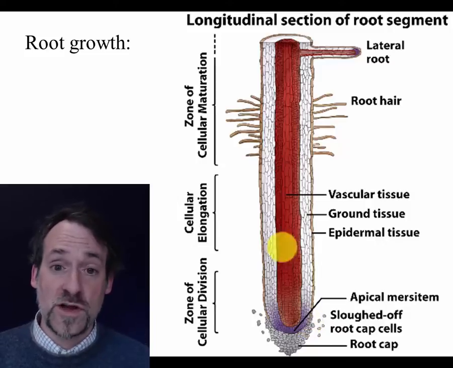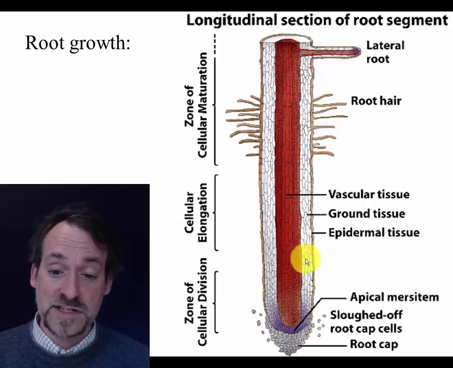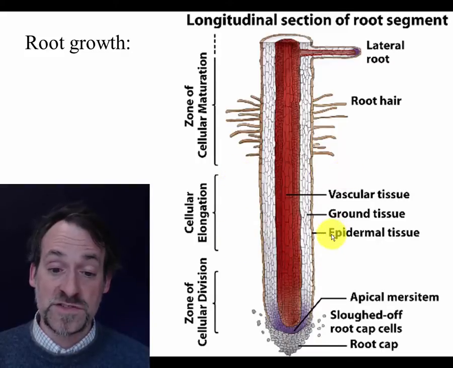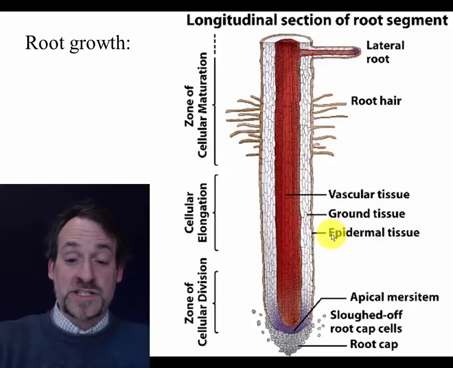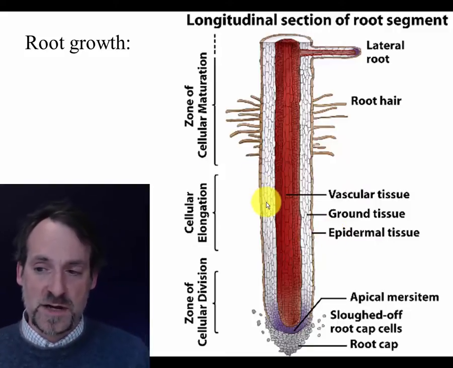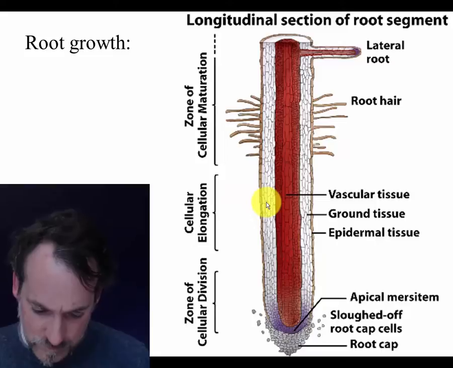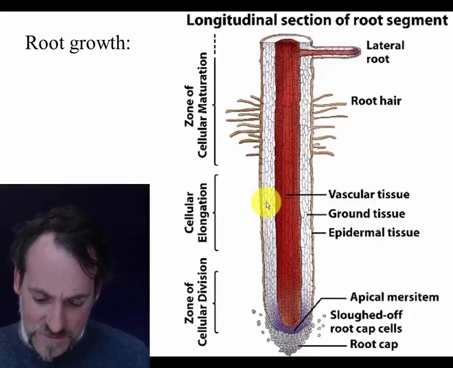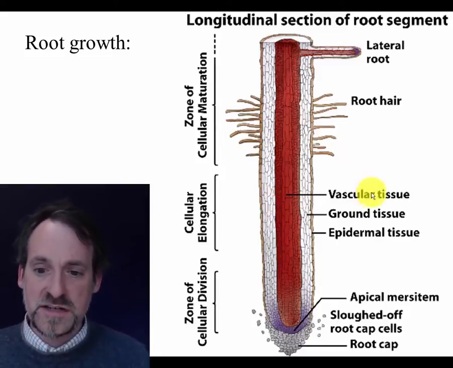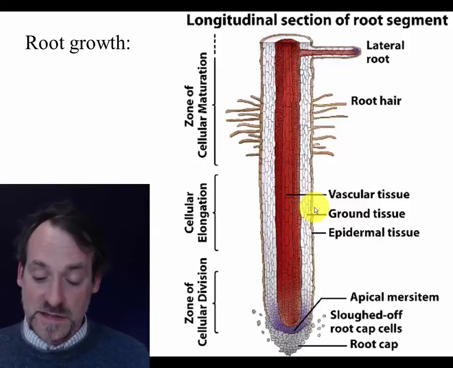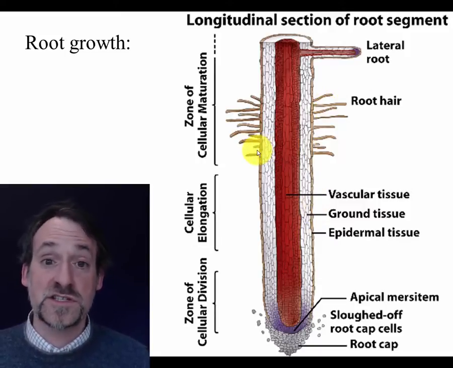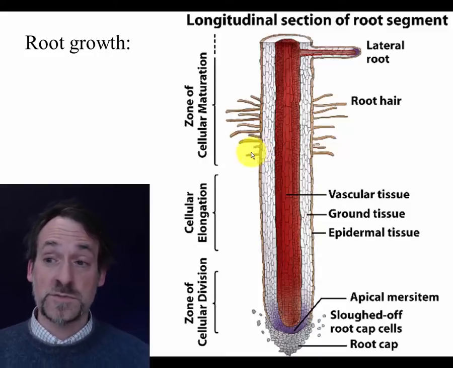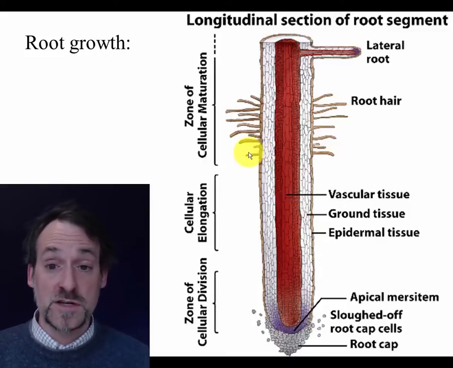Most of the growth of a plant root actually happens, interestingly, in this zone here. This is the zone of cellular elongation. And that causes the root to stretch outward as these cells become longer. After the cells go through elongation, they mature fully into different kinds of tissue, and they send out root hairs that increase the surface area of the root for greater absorption of water and nutrients from the soil.